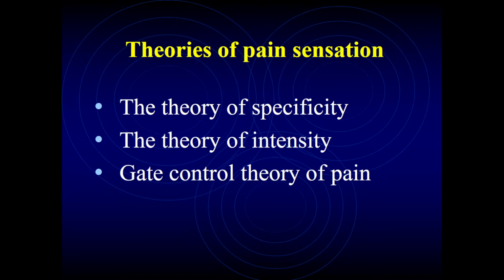The theory of intensity by Goldscheider postulates there are no specific pain receptors, pathways, and centers, and pain arises in overstimulation of any receptors.